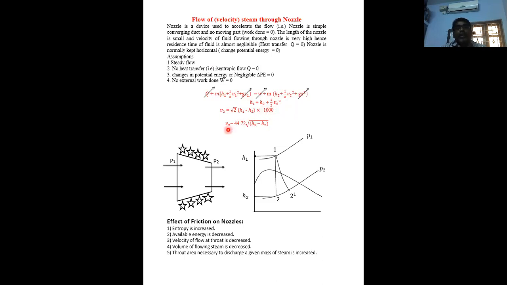We get the outlet velocity equal to 44.72 times the square root of (H1 minus H2). To find the exit velocity, we use this formula. Next, we discuss the effect of friction in the nozzle. For example, consider the convergent nozzle. In this convergent nozzle, the star denotes the insulation. The steam flow enters the nozzle.